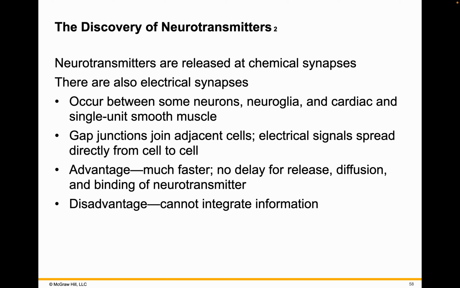Neurotransmitters are released at chemical synapses. There are also electrical synapses that occur between some neurons, neuroglia, cardiac, and single-unit smooth muscle cells. These are gap junctions that join the adjacent cells, and in this case, the electrical signal spreads directly from cell to cell. That's much faster. There's no delay for release, no wait for diffusion, no binding of neurotransmitter, but it makes integration, or figuring out the information, impossible.